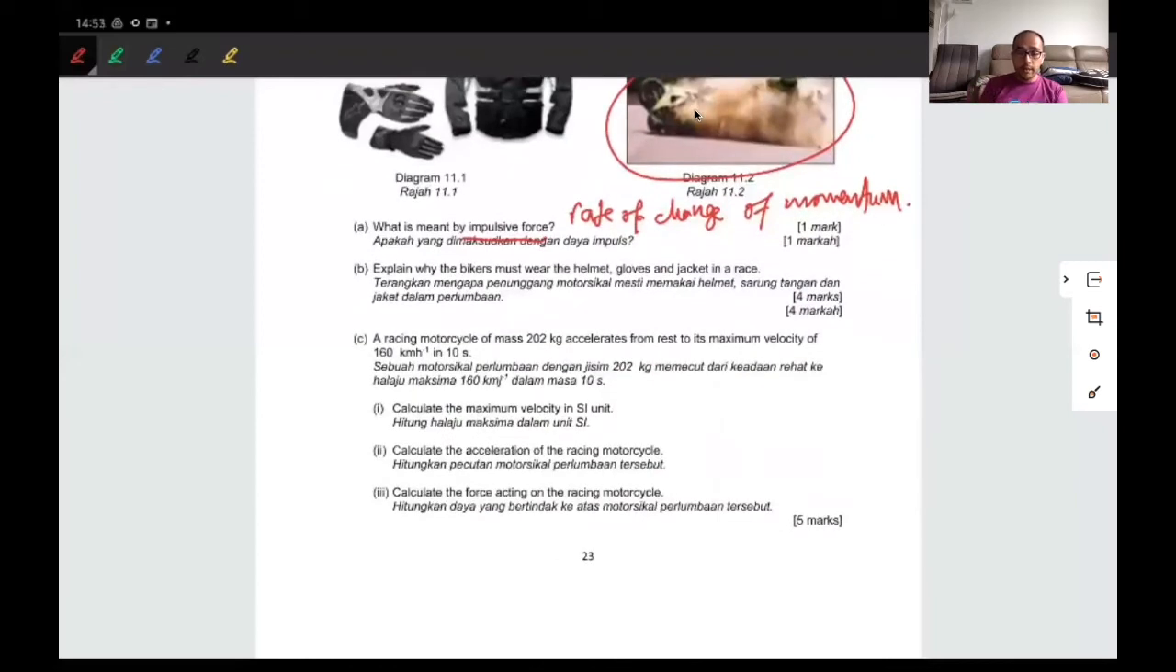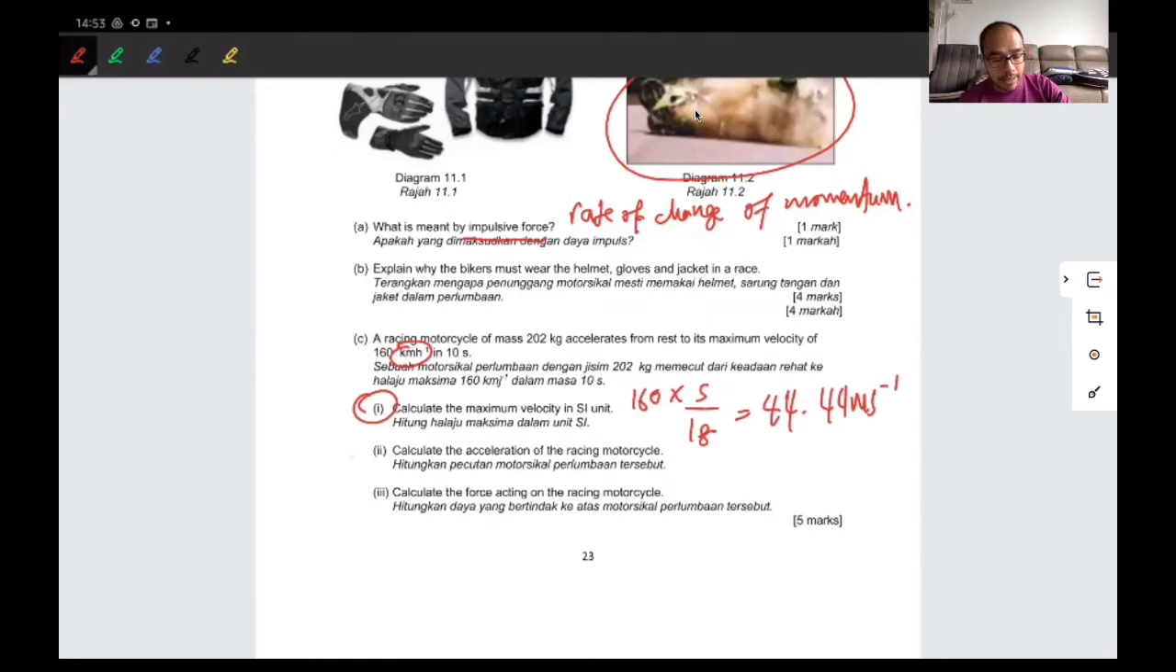All right, racing motorcycle of mass 200 kg. Once again, now we see the kilometers per hour over here. You remember how to change kilometer per hour, because the first question is: calculate the maximum velocity in SI unit. This is a 1 mark question. No matter whether you use the long way or the short way, you will still get the same answer. 160 multiplied by 5 over 18, you will get 44.44 meters per second. Let me just double check. Okay, 44.44 meters per second.